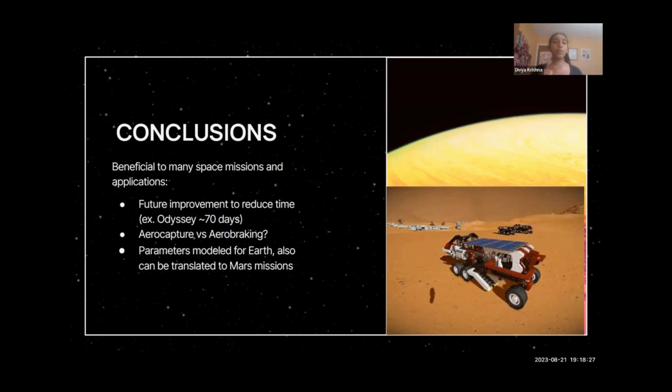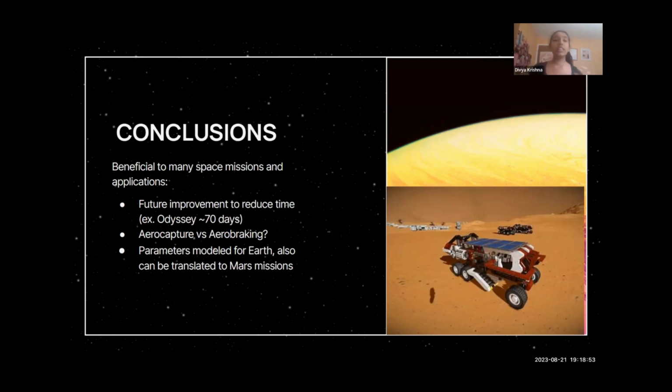And it's also important to note that just using aerobraking alone would take too much time. For example, in the Odyssey mission to Mars, it took around 70 days. So, in many practical situations, it would be more useful to use a combination of fuel as well as a combination of aerobraking in order to achieve the most efficient results.